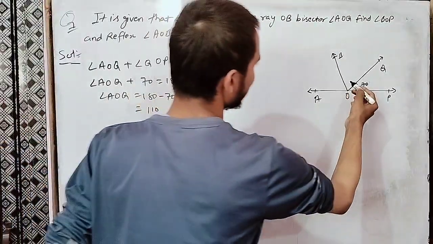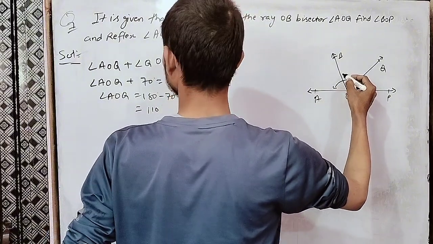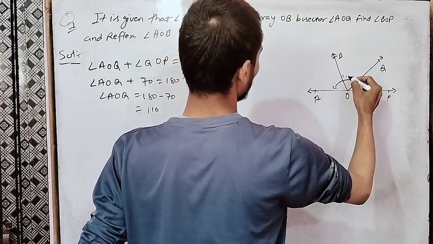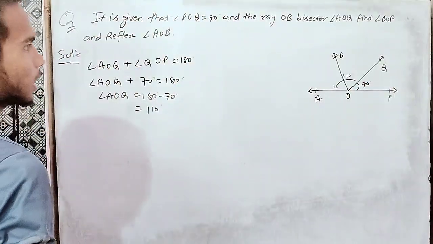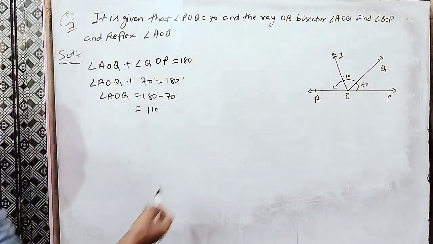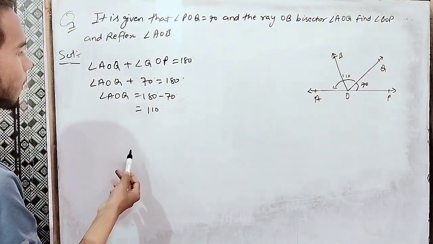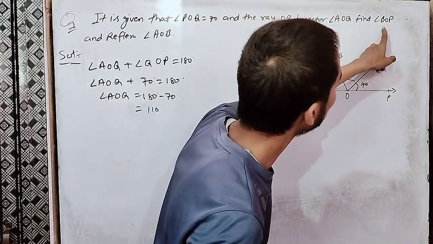110. So you can see from here till here is how much? 110 degrees. This is an obtuse angle because it is greater than 90 degrees, and this is an acute angle because it is less than 90 degrees. So here 110 degrees, and the question is saying find this angle.